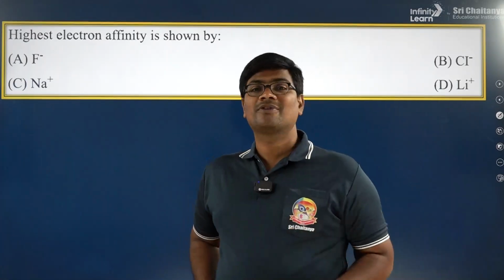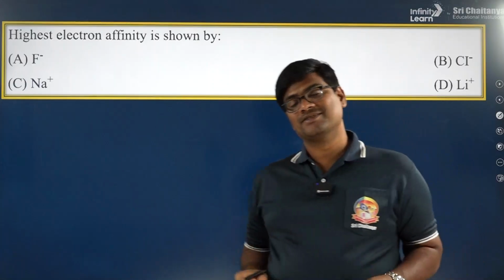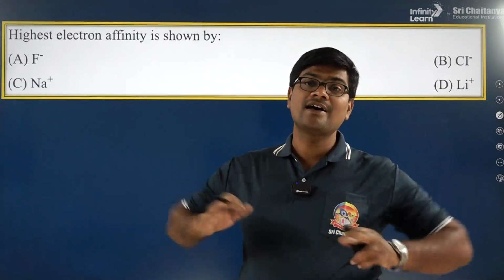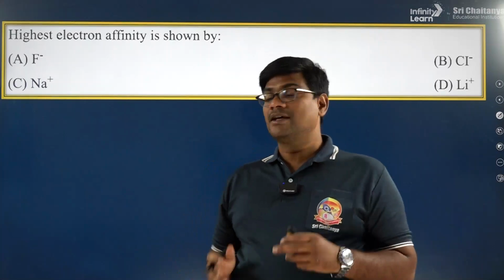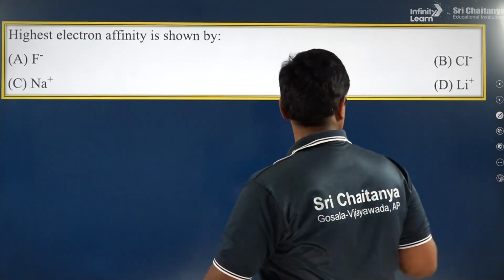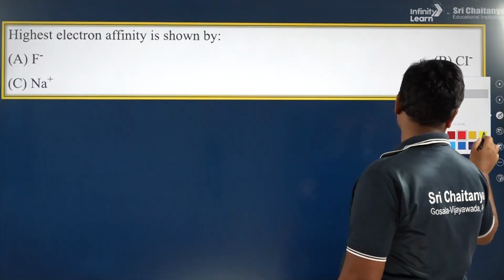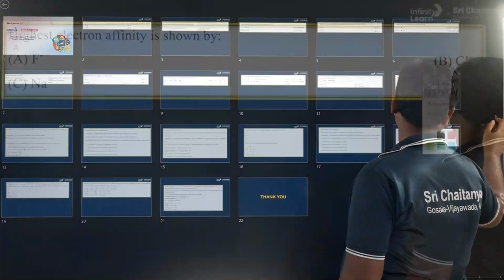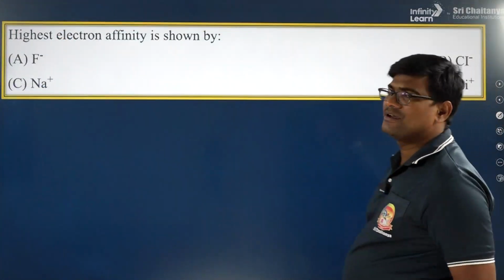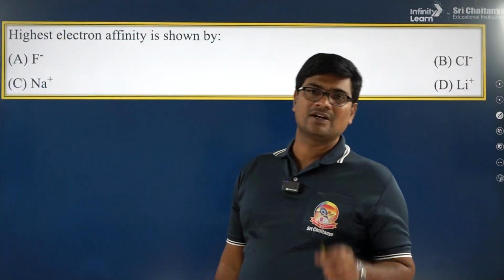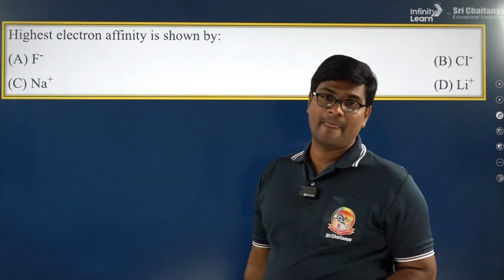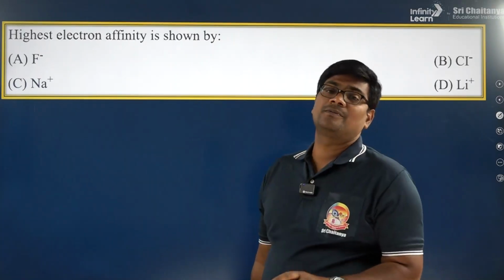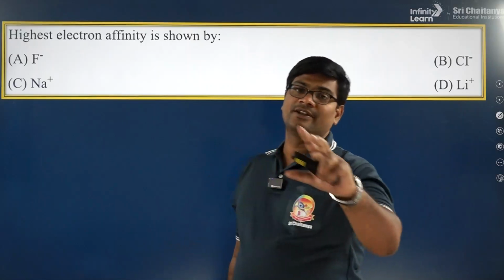So generally, which option do you go for? You go for Cl minus. That is wrong. Cl has the highest electron affinity, not Cl minus. Cl minus has already gained the electron. It is negatively charged. How can a negatively charged species again gain one more electron? It's not easy to add an electron to an anion. So electron affinity is there for cations, not for anions. Now in this problem, if you go for Cl minus, you will get -1 mark.